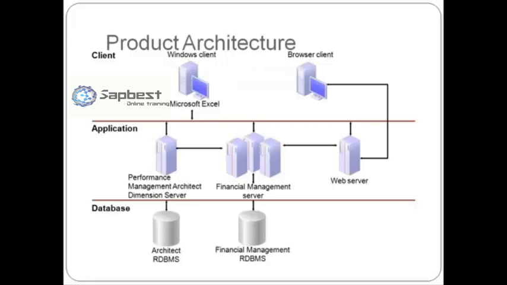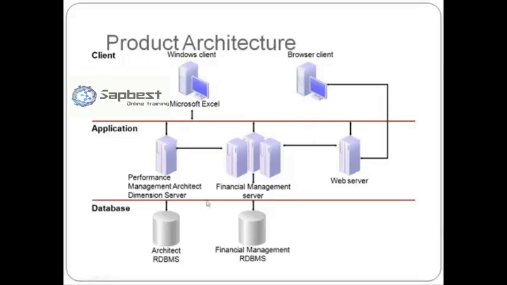So what is this architecture, the Architect RDBMS and Financial Management RDBMS? Now does this Architect have the master data? No, I'll tell you. If you look at this Architect RDBMS, it is talking to the Performance Management Architect dimension server on top of it in the application layer. Whatever the user is going to create as a dimension, its hierarchy, its members, modifying the dimensions, modifying the hierarchy, adding the dimensions. When I'm saying dimensions, I'm talking about your chart of accounts, your entity, your period, those things. All those things, with the help of this Performance Management Architect server, get stored in the Architect RDBMS.